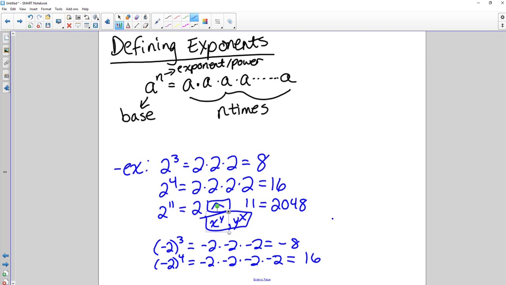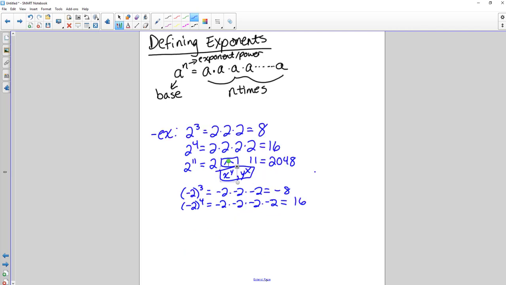Generally speaking, when I have a negative base, whenever the exponent is odd, the answer would end up being negative because you'll have that extra negative. Whenever the exponent is even and you do a negative base to an even power, it's going to go back to positive.